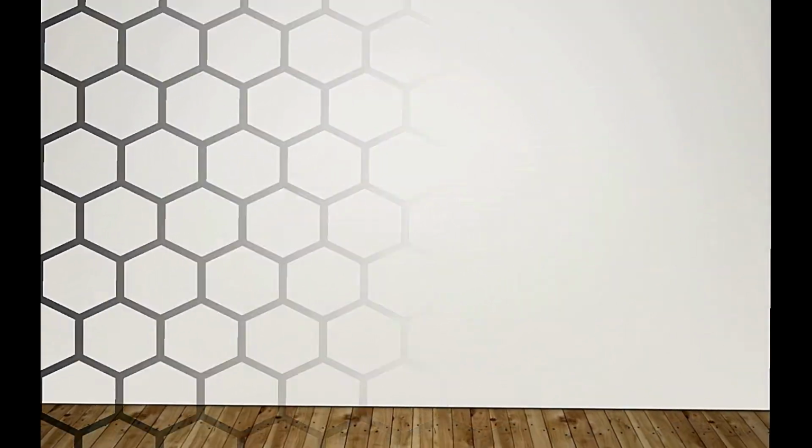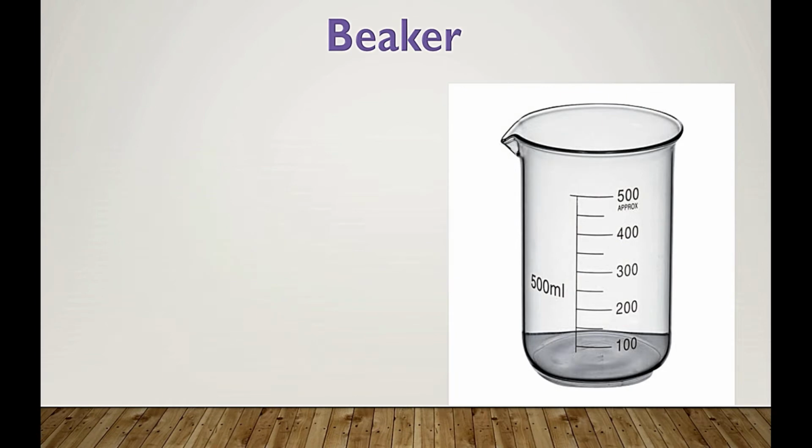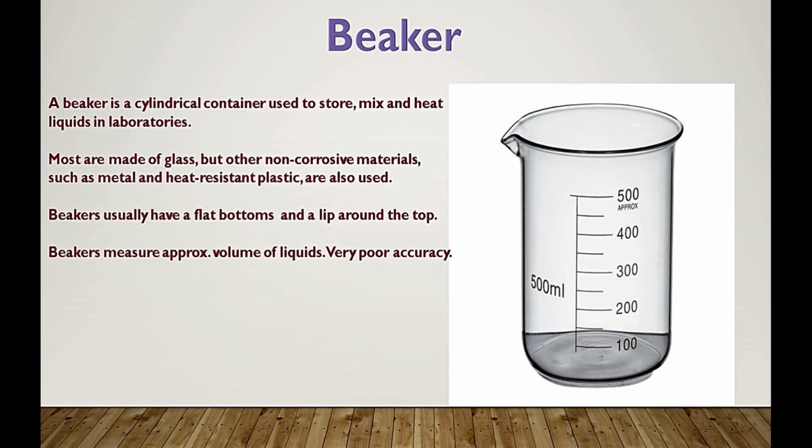So here we are going to discuss some apparatus. The most common apparatus is a beaker, which you will use in a chemistry lab. It is a cylindrical container used to store or sometimes mix and heat liquids in laboratories. Most are made of glass, but some can be made of other non-corrosive and heat-resistant material just like plastic or metals also. Beakers usually have a flat bottom and a lip around the top. You can see in this picture also.